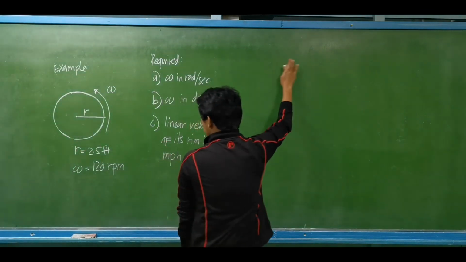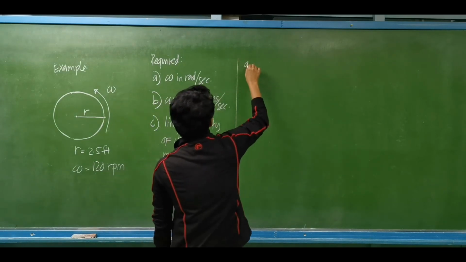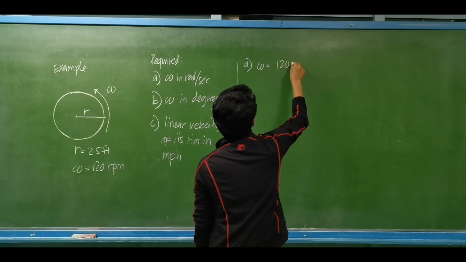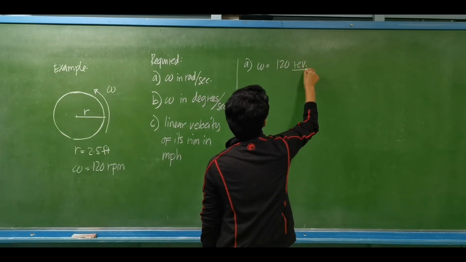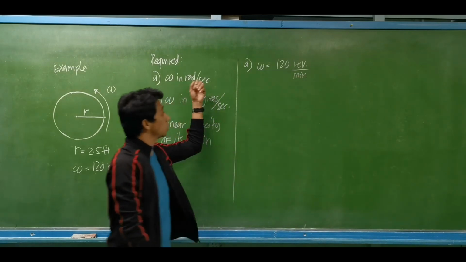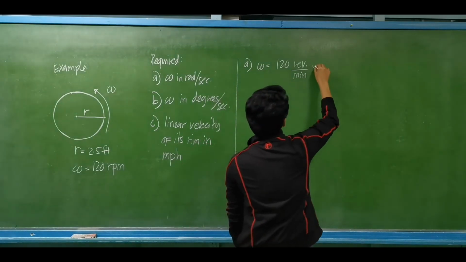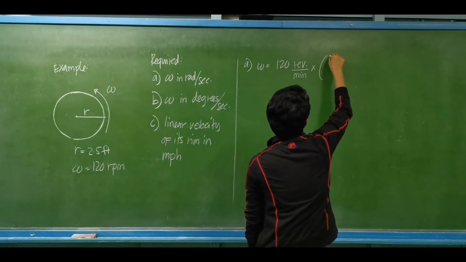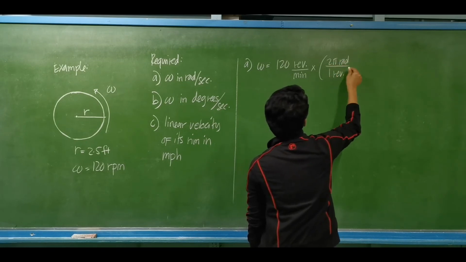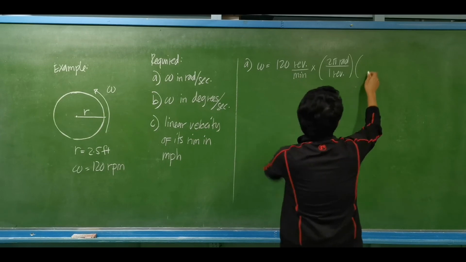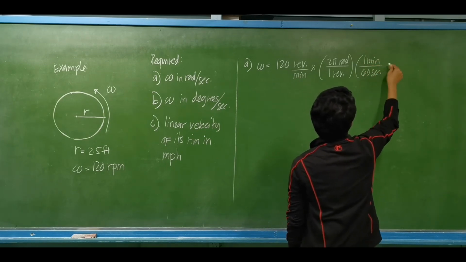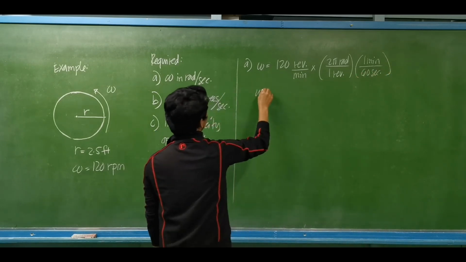So we have the first one. This is letter A. The angular velocity is given as 120 RPM, or revolutions per minute. All you have to do is convert this to radians per second. So we are multiplying. We have 2 pi radians is equivalent to 1 revolution, then multiplied by 1 minute is the same as 60 seconds. So we can now have the angular velocity.